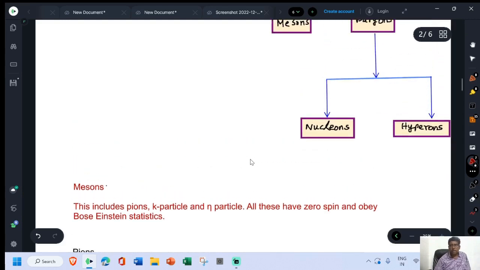Now mesons are pions, kaons and eta particle. Pions are classified into three groups: pi plus, pi minus and pi 0. In the same manner, kaons are also classified into K plus, K minus and K0.